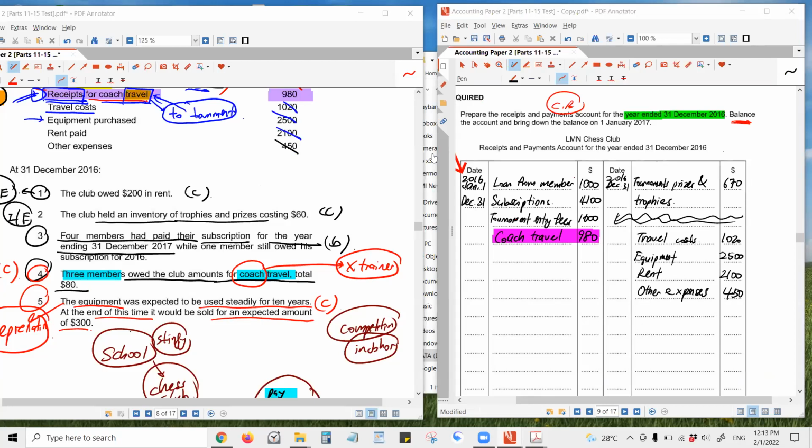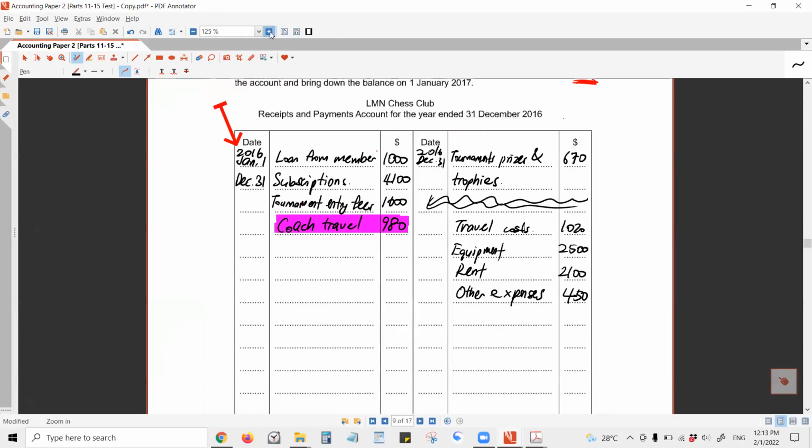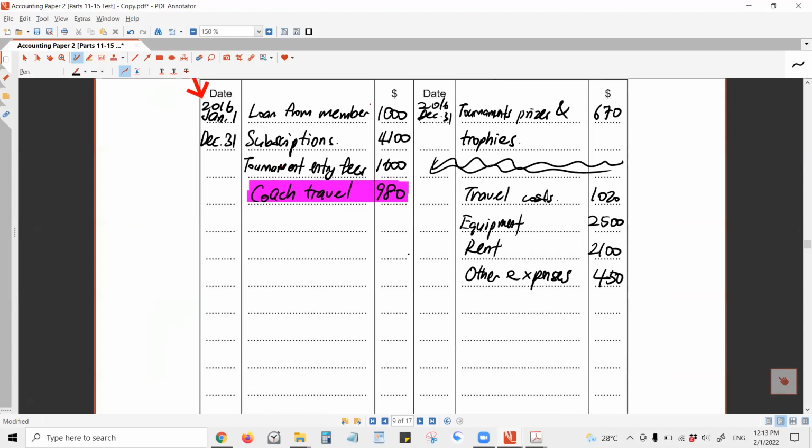So one of you asks, when we do the receipt and payments account, yes, correct. We are the club. Remember, we are the club. We are not the member. We are doing the accounting for the club. Now balance it, then you will know how much money you still have. Once you have balanced it, you tell me what you get. What is the balance of the receipts and payments?